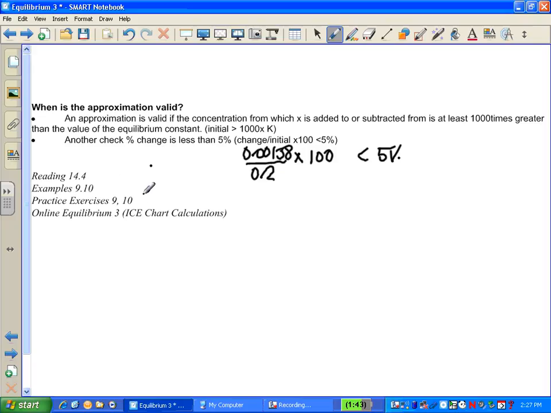At this stage, you can complete these practice exercises and the online equilibrium assignment number 3.